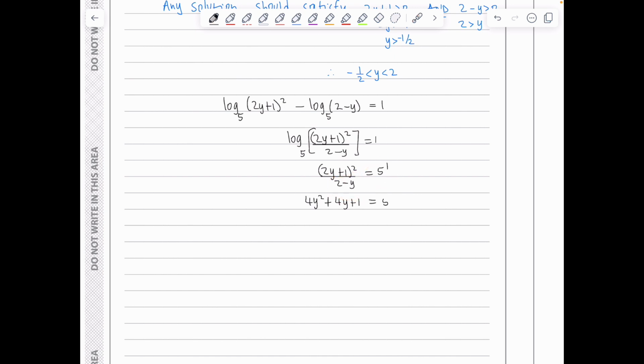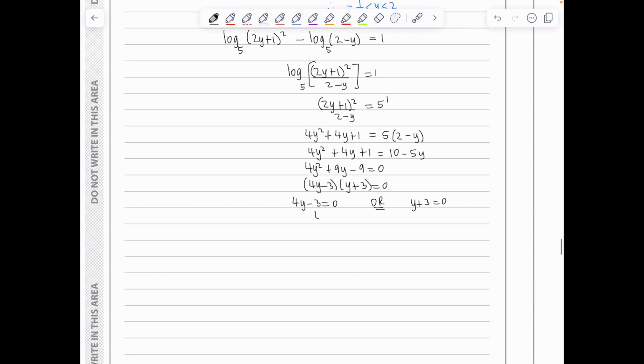I'm cross multiplying, so we obtained 4y squared plus 4y plus 1 is equal to 10 minus 5y, and if I collect everything on the left hand side, this gives me 4y squared plus 9y minus 9 is equal to 0, which factorizes into (4y minus 3)(y plus 3) is equal to 0, and therefore 4y minus 3 is 0, or y plus 3 is equal to 0. We get 4y is equal to 3, so y is 3 over 4, or y is negative 3.